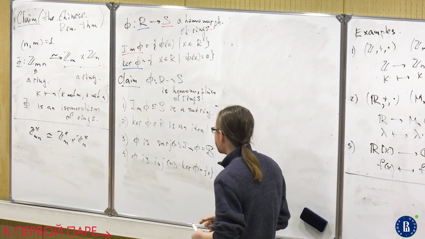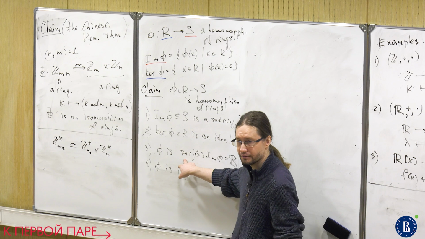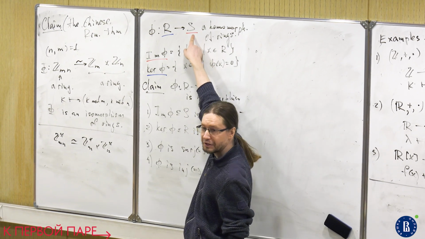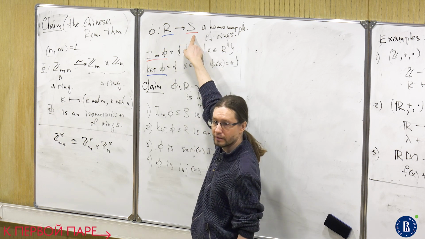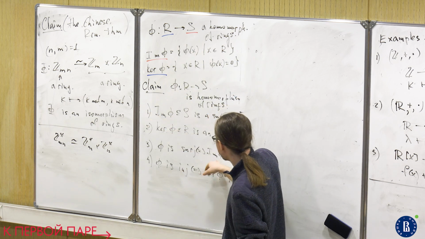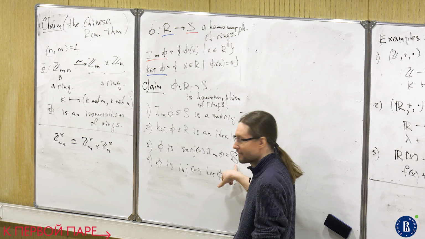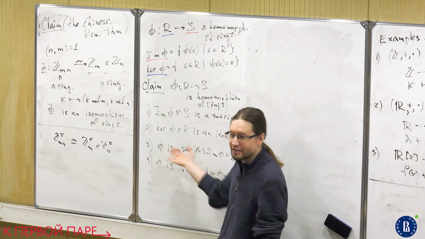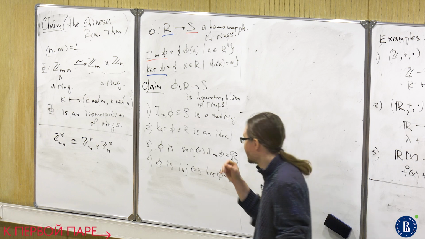Okay, now, this one is obvious. Why? What does it mean that phi is surjective? It means that if you take an arbitrary element from here, then you can find some element which goes to this one. But what does it mean that the image of phi is S? That's exactly it. Every element here has a preimage. So this is just by definition. There is nothing to prove.